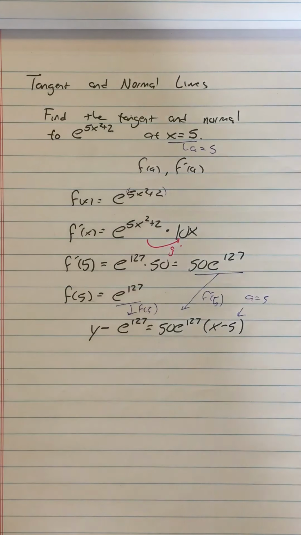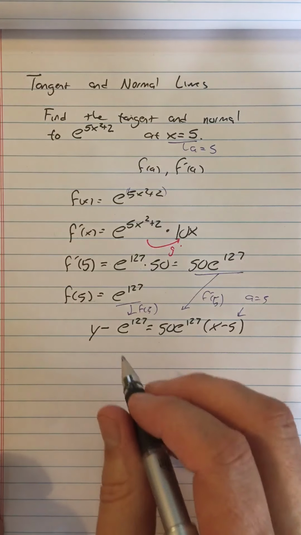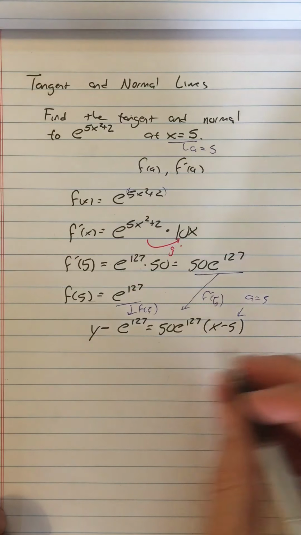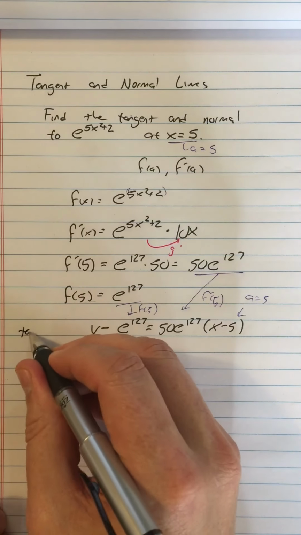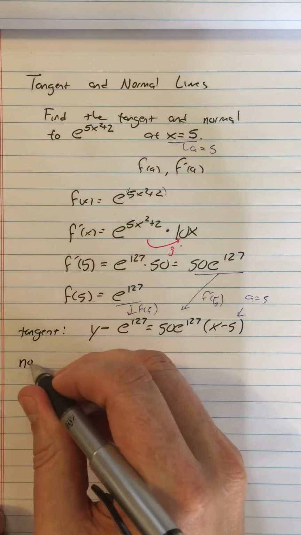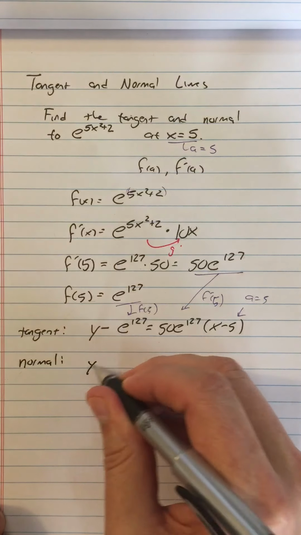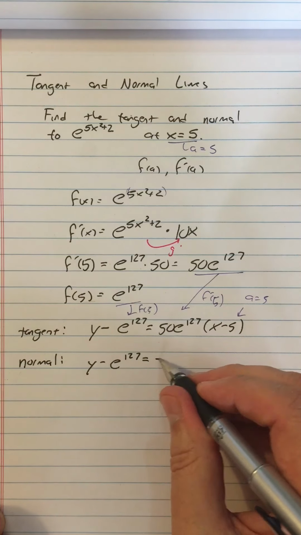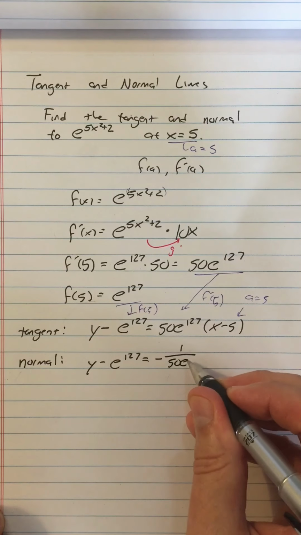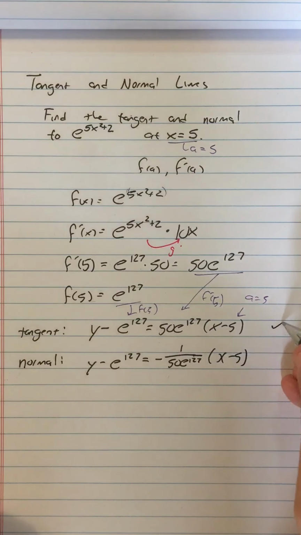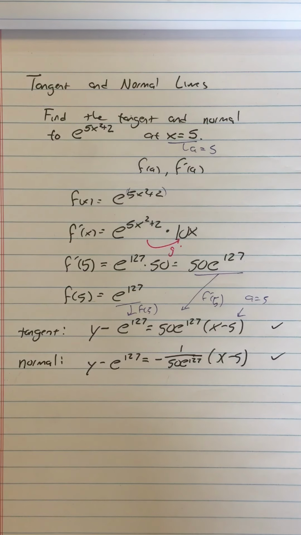All right, and before I even think about simplifying this, which by the way I don't have to, I will write the normal right away. Now I need to indicate which one's the tangent and which one's the normal. For the normal, I just write the exact same thing, except that I take the negative reciprocal of this slope, so it's going to be negative 1 over 50 e to the 127th times x minus 5, right? And I can just leave them both like that. So that's it, done.